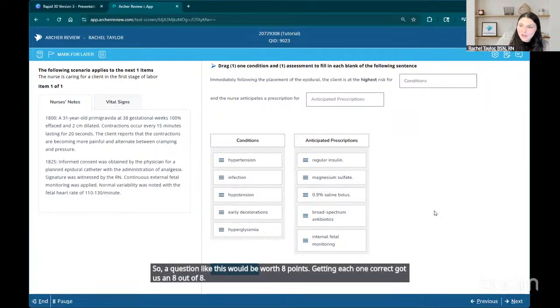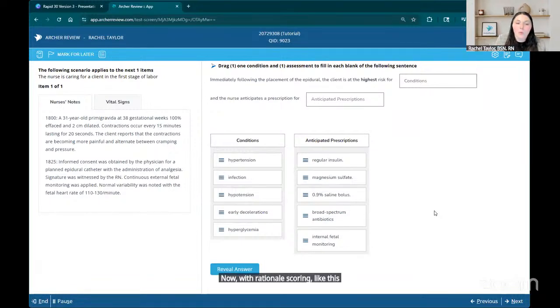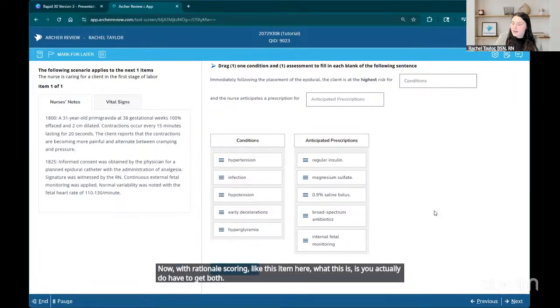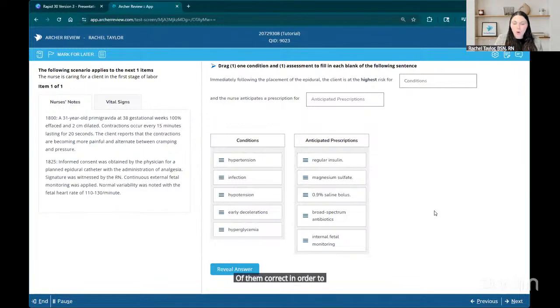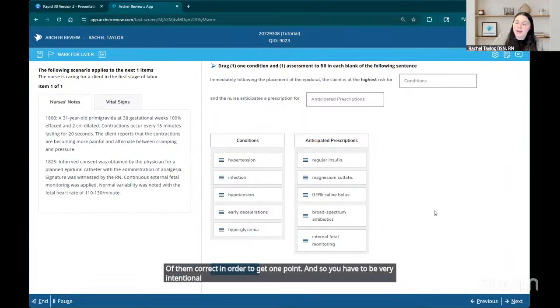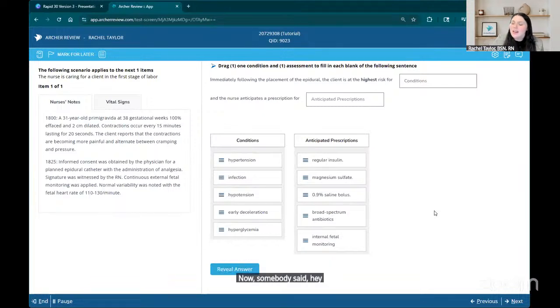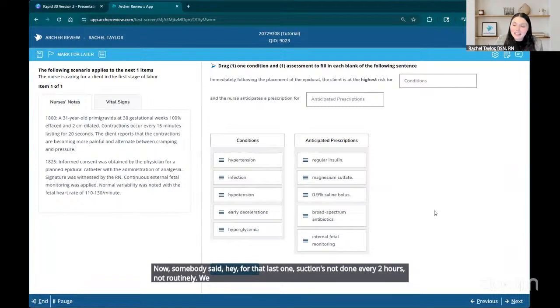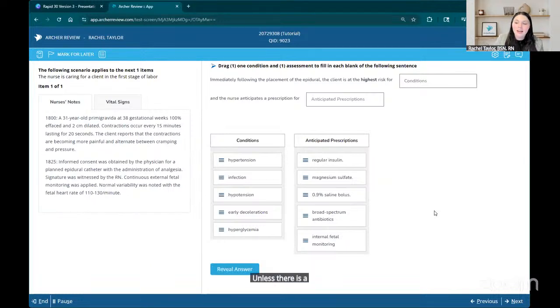Now with rationale scoring, like this item here, you actually do have to get both of them correct in order to get 1 point. And so you have to be very intentional of making sure that what you choose makes sense together, okay? Now, somebody said, hey, for that last one, suction's not done every 2 hours, not routinely. We assess the need for suctioning every 2 hours. We do not suction every 2 hours unless there is a need when we assess.